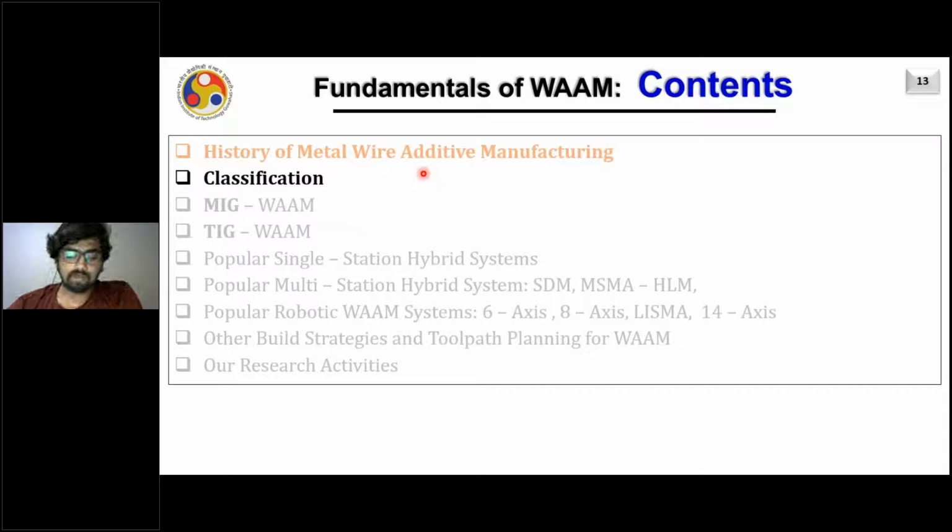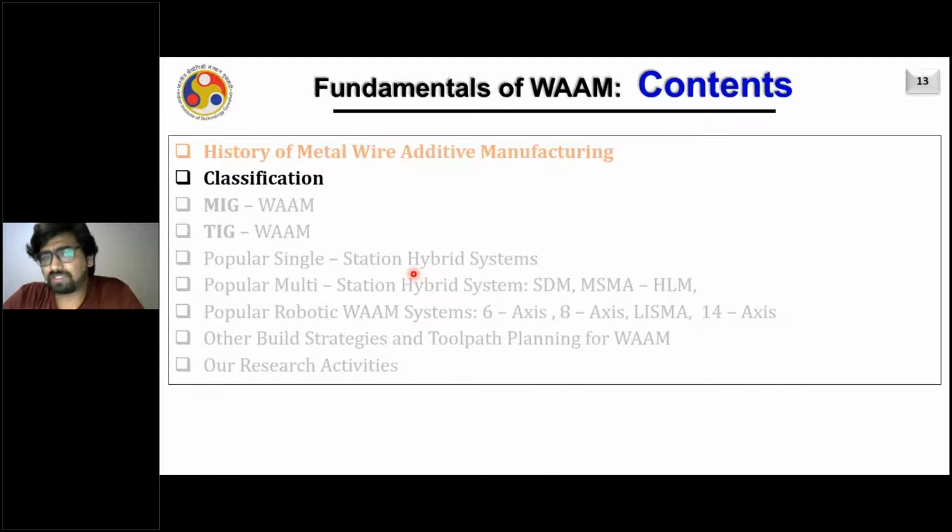So the idea why we were discussing it is mainly to show you that WAAM is not at all new. It is not really a proprietary technology of someone. Even the hybrid technologies, you can see that they were filed as patents long back, and nowadays they are available for all of us to do research and develop the technology further.